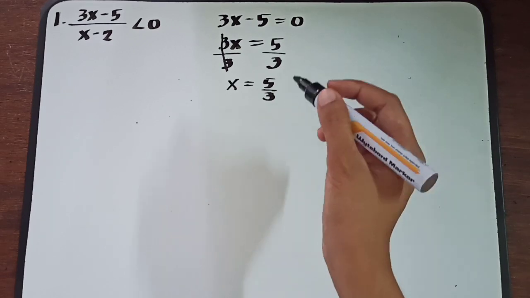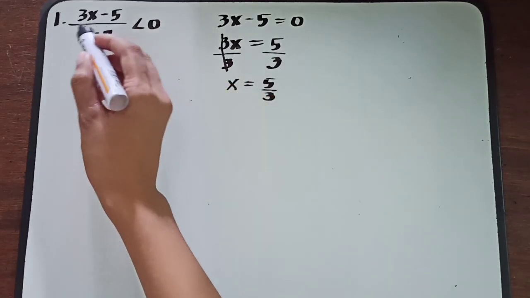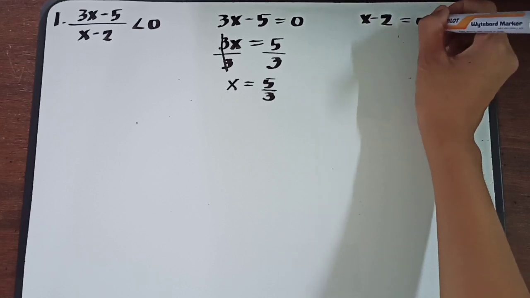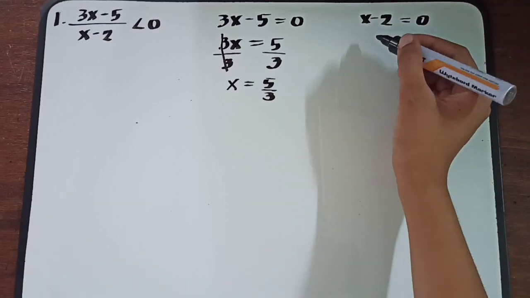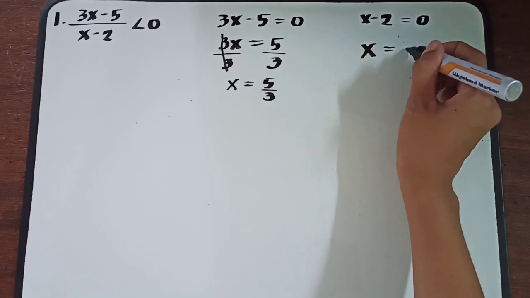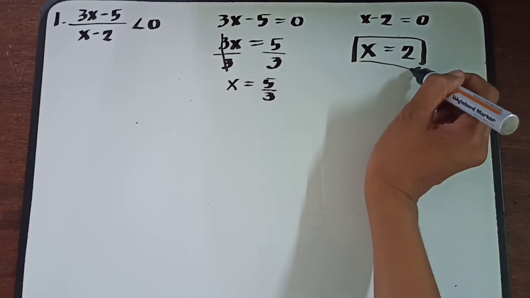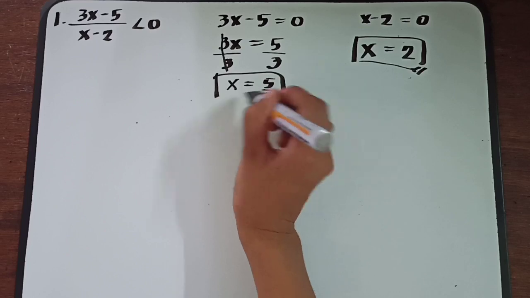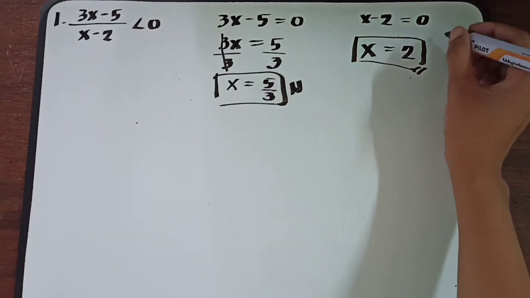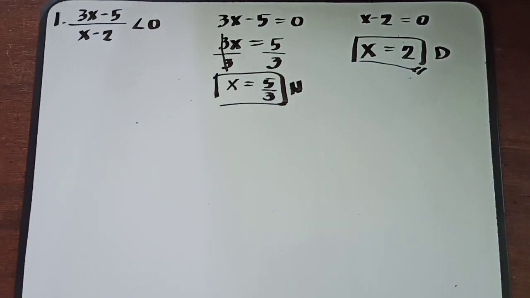Okay, so next is solve for the zero of the denominator. So again, copy the denominator, which is x minus 2, then equate it to 0, and solve for the value of x. So this negative 2, once na napunta sa kabila, it will become positive 2. So the value of our x is positive 2. So the zero of our numerator is 5 over 3 and the zero of our denominator is positive 2.